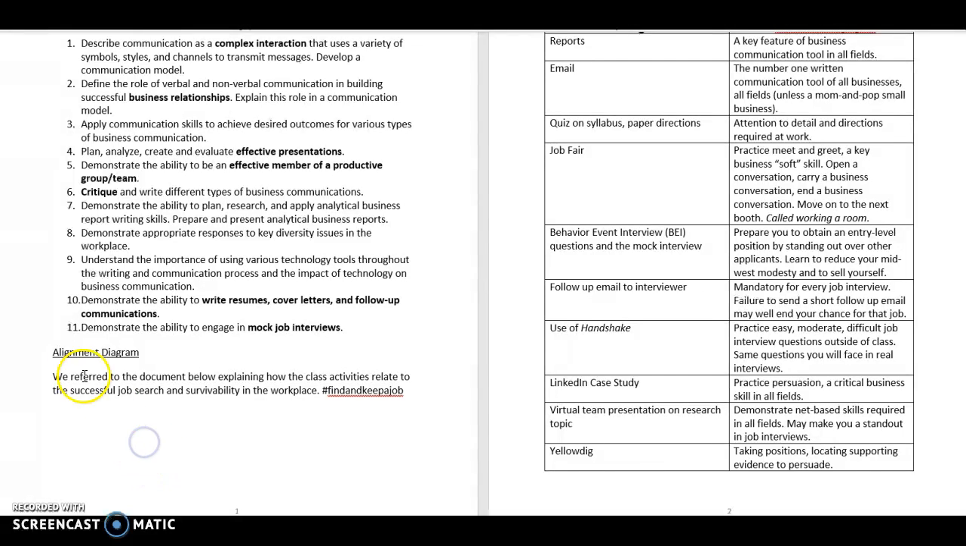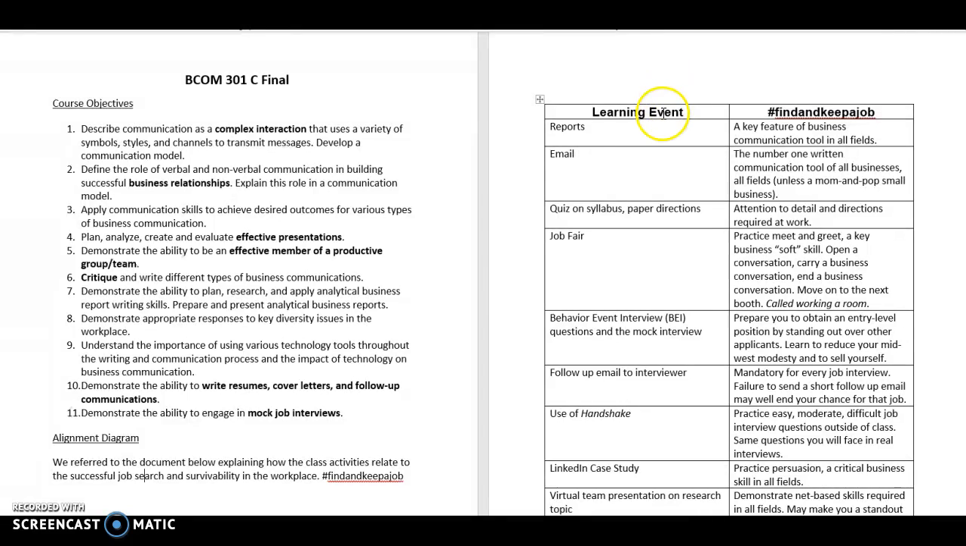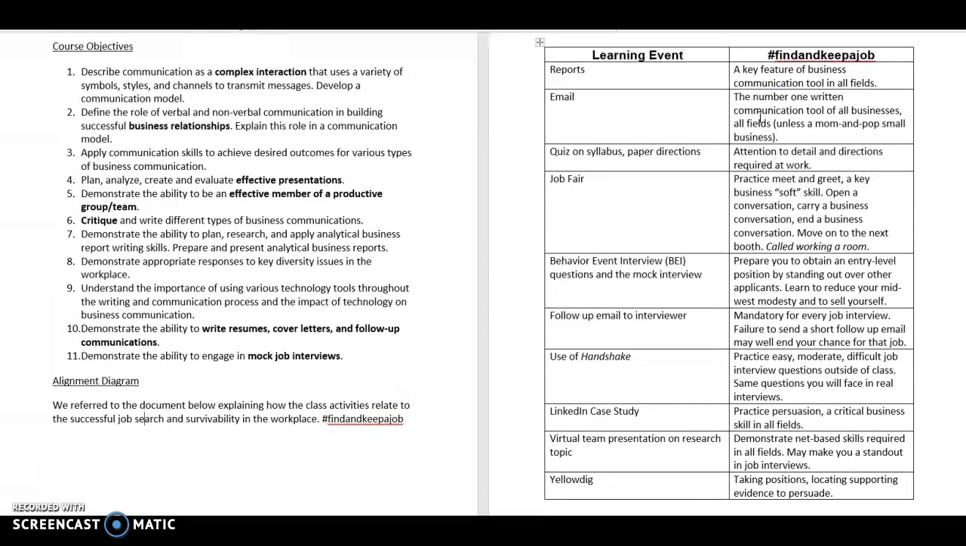Here is the alignment diagram between the skills we were covering, the learning events that you did, and how they can help you find and keep a job. The alignment diagram.